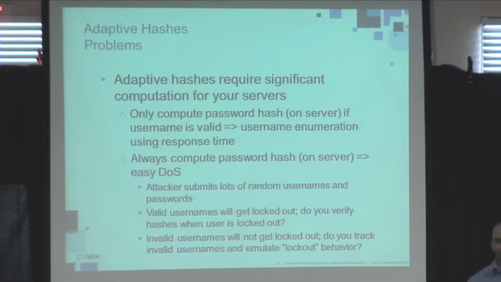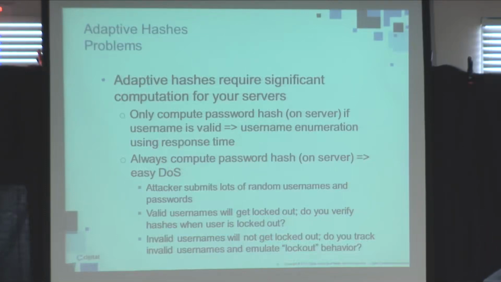Or maybe I compute the adaptive hash every single time. What's the problem with the first approach, where I only compute it if that username is valid? Just through an authentication attempt, the attacker will know whether a given username is valid or not, because if that particular username is valid, then the response will be slower. Because your server is computing the adaptive hash, that's a slow operation. If we compute the hash every single time, well, you're creating an easy denial of service opportunity for your attacker. All the attacker has to do is just fire away tons of username and password requests at your server, and your server is just going to chug away trying to compute those hashes, and it can't service any actual requests.